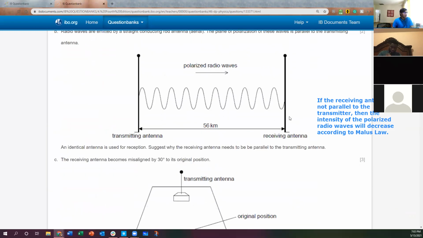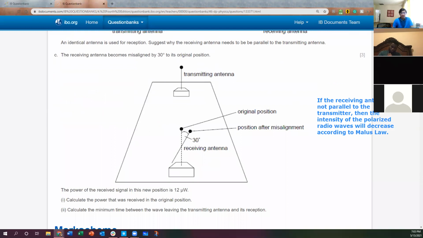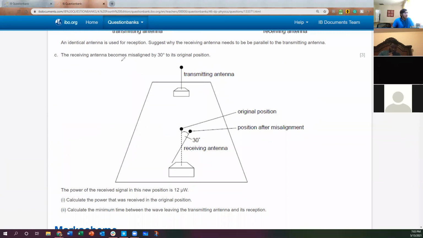Okay. Now we're probably going to have to do some math. Let's do it. This is going to be pure Malus's law. I can already tell because it's angles. Okay. So now the receiving antenna is misaligned by 30 degrees. So the power of the received signal in this new position is 12 microwatts. Calculate the power that was received in the original position.